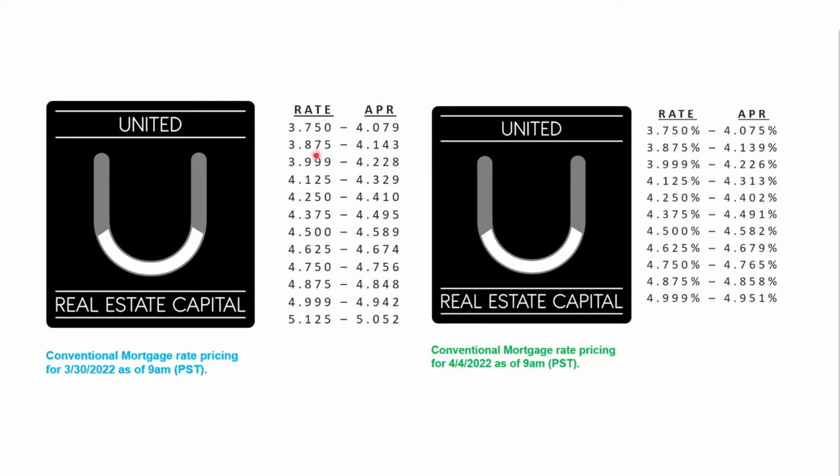Same thing with this one. This 3.875 rate still exists, but the APR last week was 4.143, today 4.139. And so on. You can go down the list here and see that the cost is starting to drop for these. Now, they won't always drop together. In fact, some might even go up. Check out this 4.875. The APR last Wednesday was 4.848. Today, it's 4.858. So they don't all change.